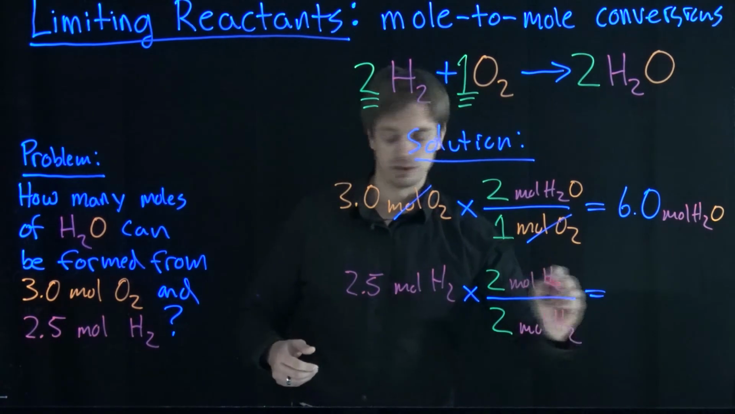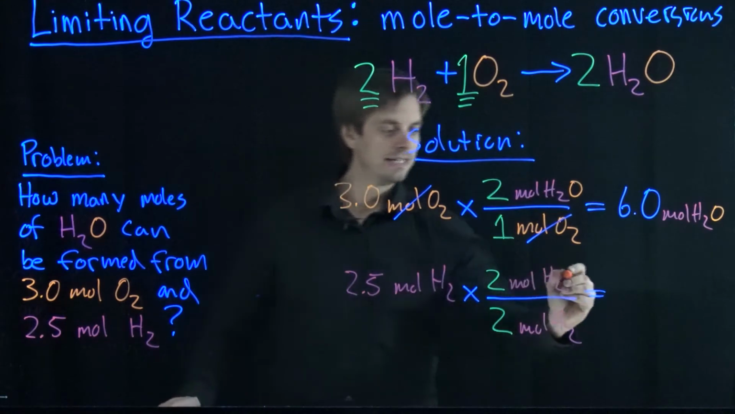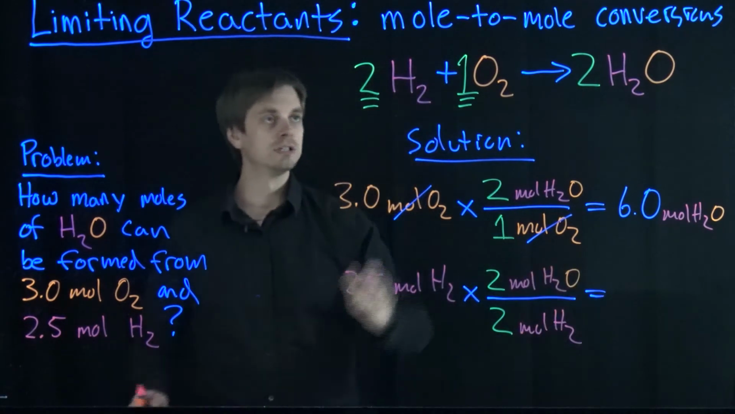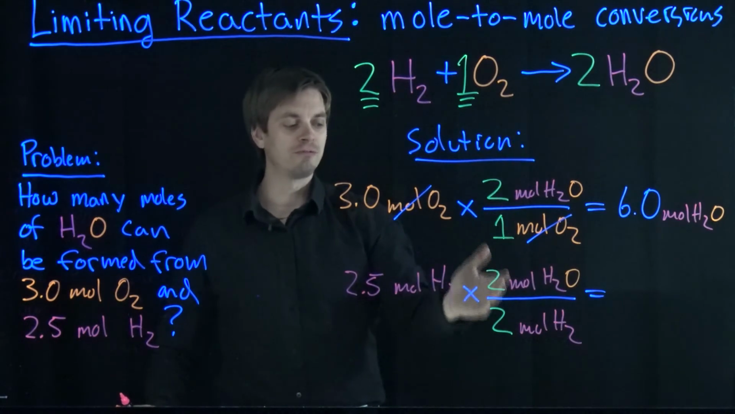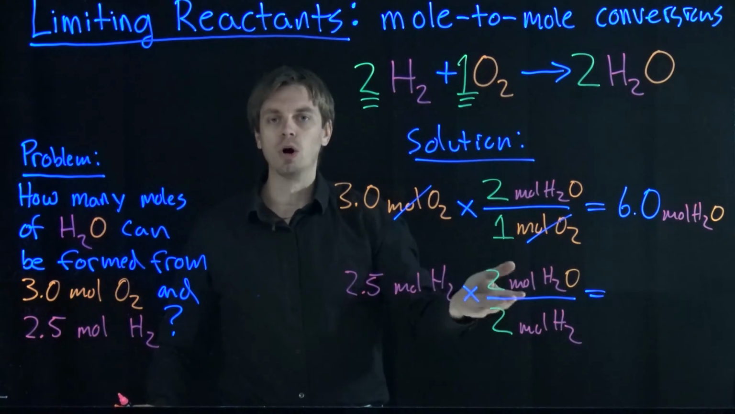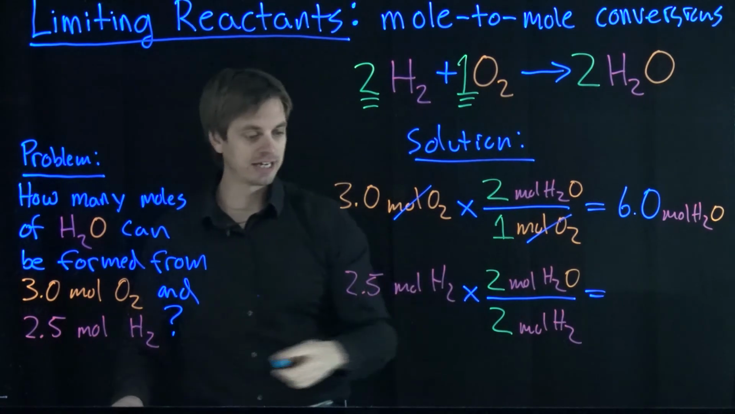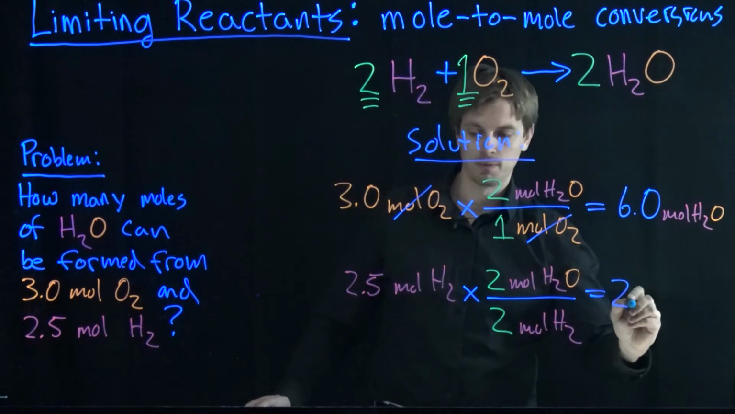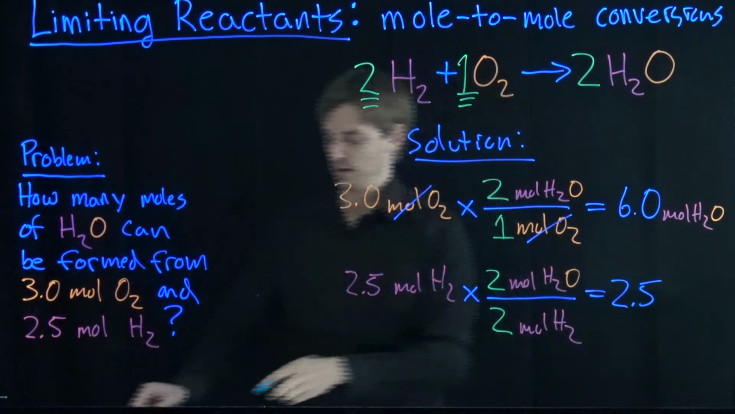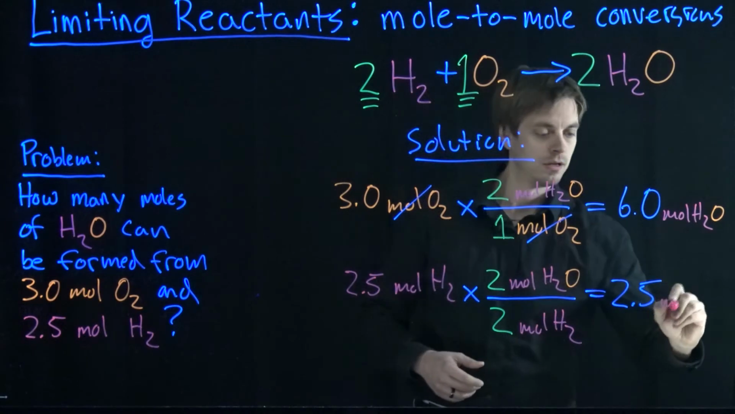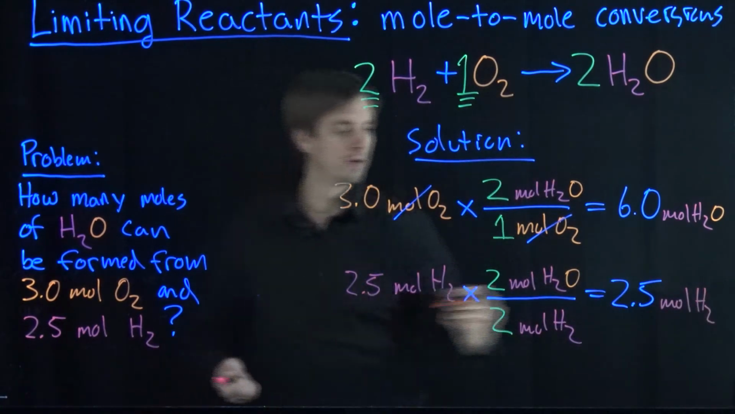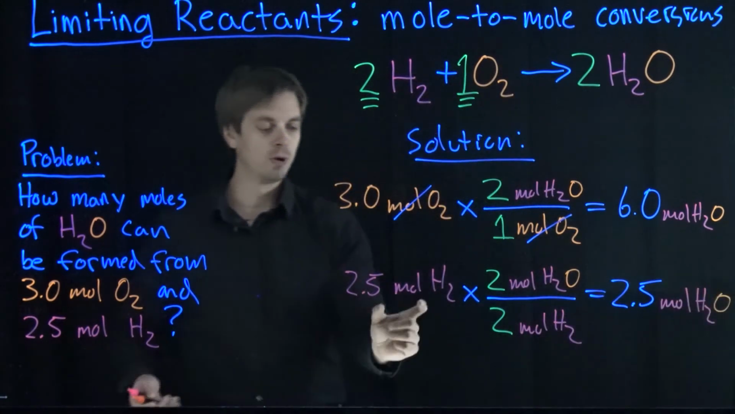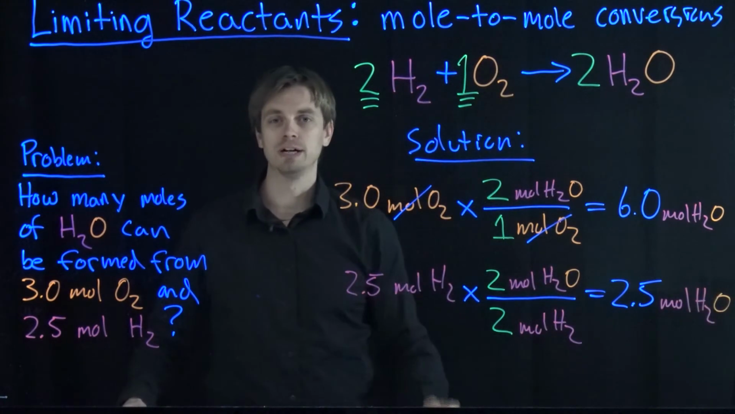by moles of H2O. Now in this case, the stoichiometric coefficients of H2 and water are both the same. They're both 2. So we're effectively multiplying by 1. So it's not going to change that given value. So we're going to come up with a predicted 2.5 moles of H2O that's formed if we are able to react all 2.5 moles of hydrogen.